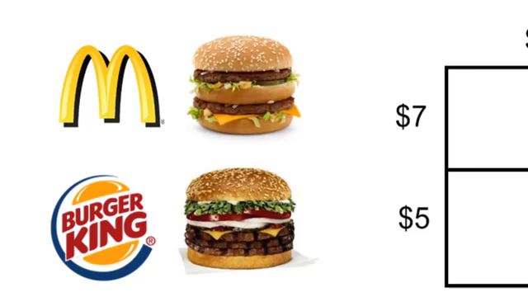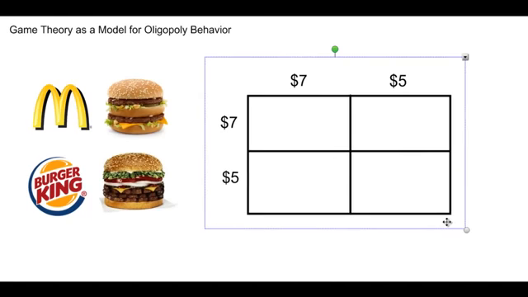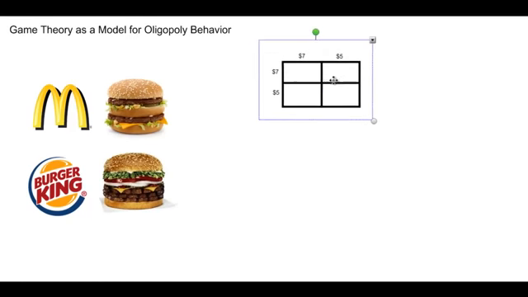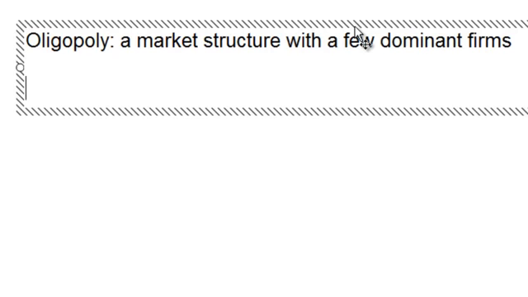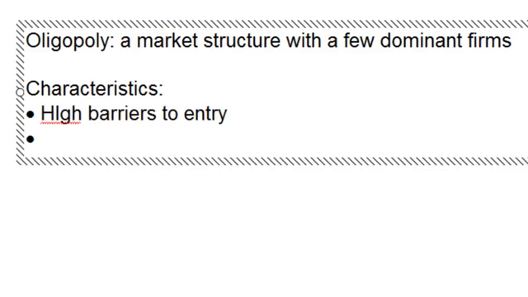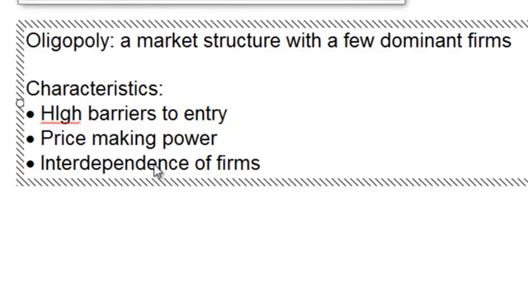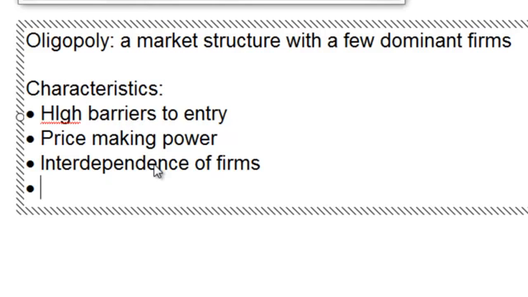Before we get into our game theory analysis, let's begin with a definition of oligopoly and an identification of some of the characteristics of an oligopolistic market. An oligopoly is a market structure with a few dominant firms. Some of the characteristics of oligopolistic markets include the existence of high barriers to entry, the fact that firms have price-making power, and the fact that firms are interdependent on each other. The interdependence between firms in an oligopolistic market is particularly important for our study of game theory as a model for behavior for oligopolistic firms.